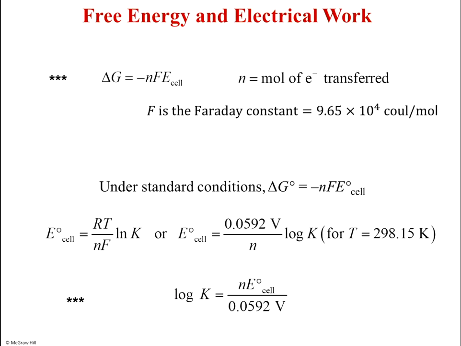0.05916, or 0.0592, over n log K is equal to E0 cell. And we can rearrange: the base 10 log of the equilibrium constant is equal to n times E0 for our cell divided by 0.059. Therefore, if we know our cell potentials, we can convert them into equilibrium constants. This is an important equation.